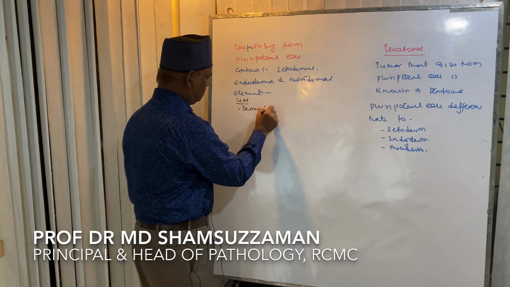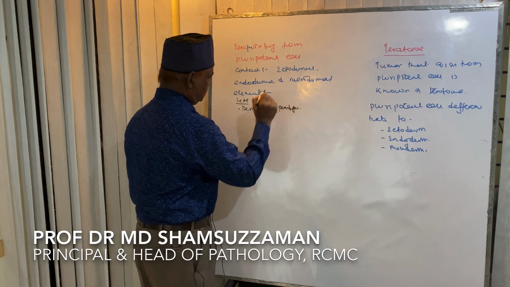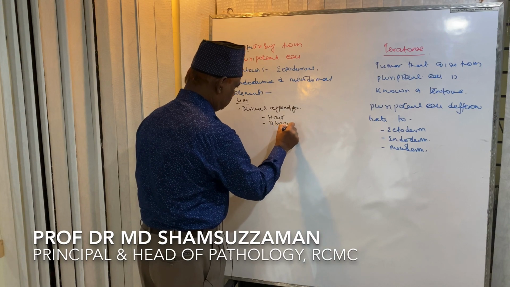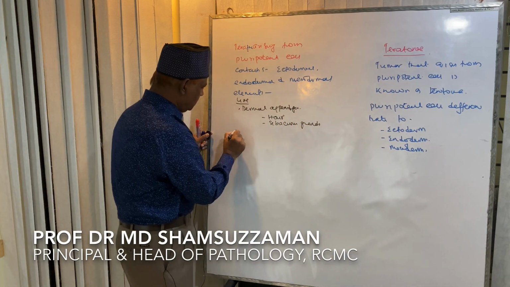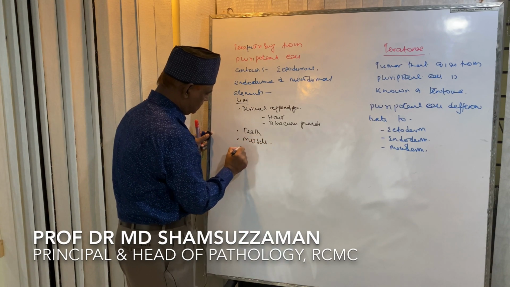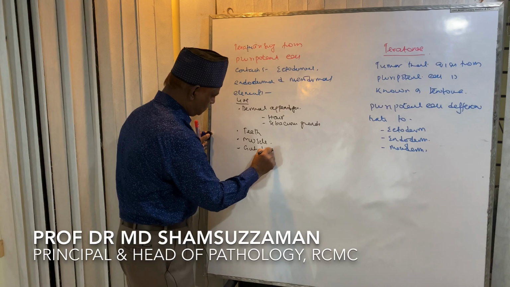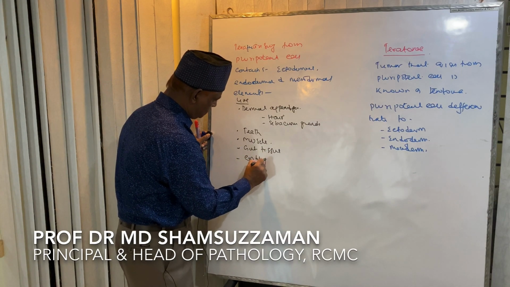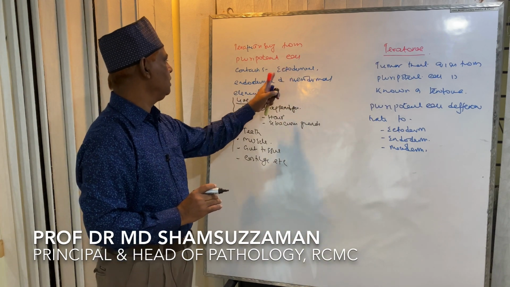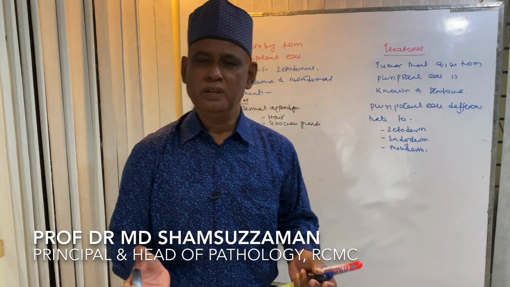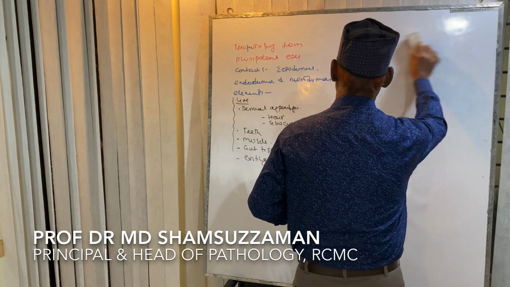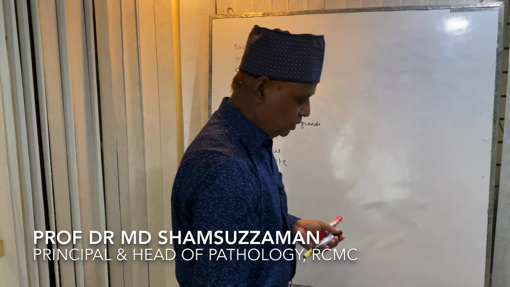dermal appendages, like hair, sebaceous gland, it may contain teeth, muscle, gut tissue, cartilage, etc. So these are the ectodermal, endodermal and mesodermal elements that are found in teratoma. Dear audience, teratoma is a tumor or neoplasm that arises from the pluripotent cell.